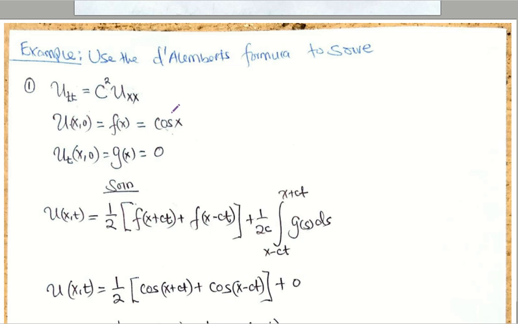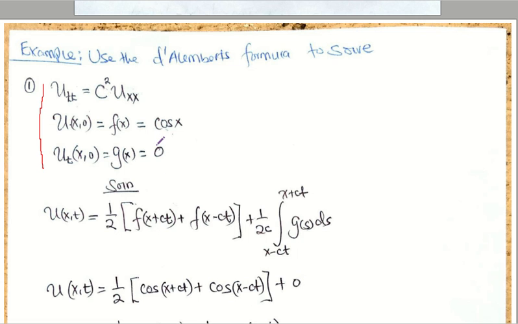For example, now we are to use the D'Alembert's formula to solve this initial value problem. u_tt equals c squared u_xx. That's the wave equation, with the initial position u(x,0) equal to f(x), which is cos x, and the initial velocity u_t(x,0) equal to 0.